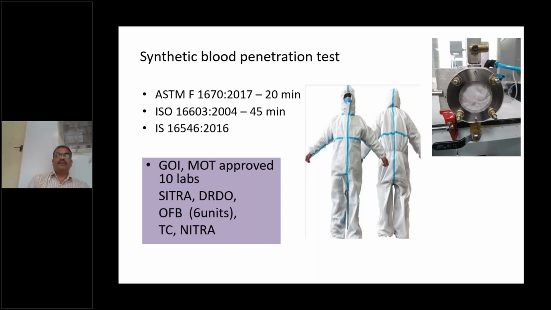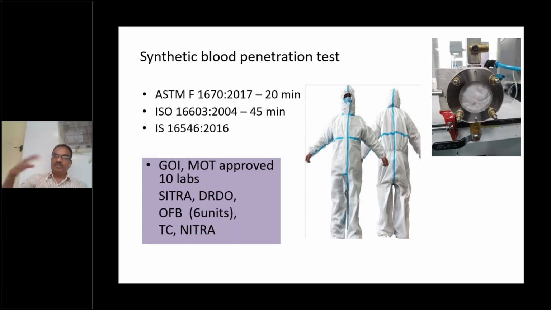So in the test there are three types of standards we can follow. The first standard we just discussed, 1670. The second test is ISO 16603. The third test is IS 16546. All the three are possible, but mostly in all the laboratories, the first two are followed: ASTM 1670 and ISO 16603. Many people initially thought that ISO would be comparatively easy to get a pass.